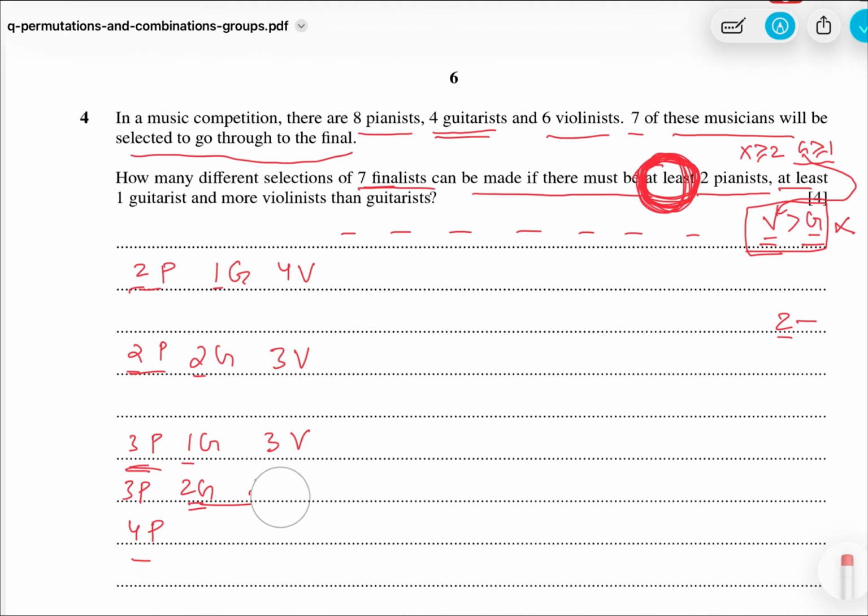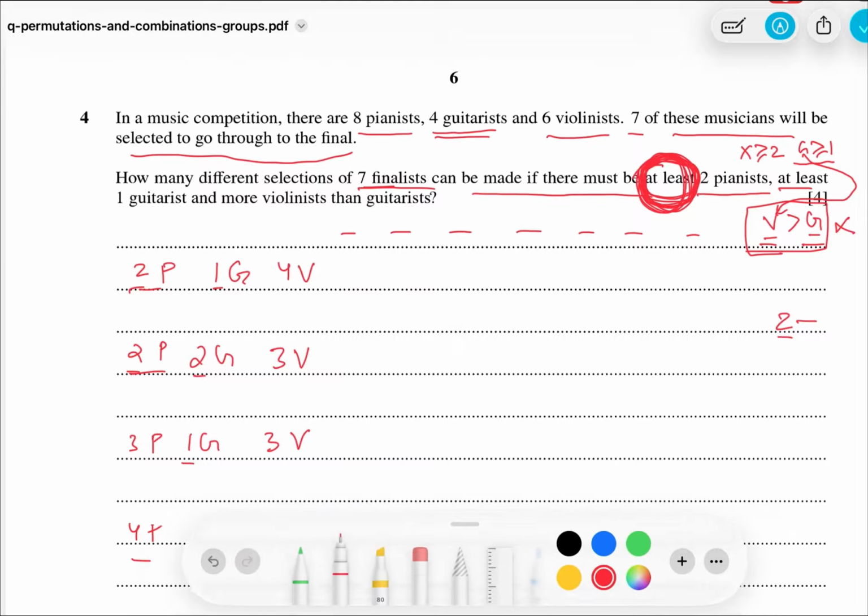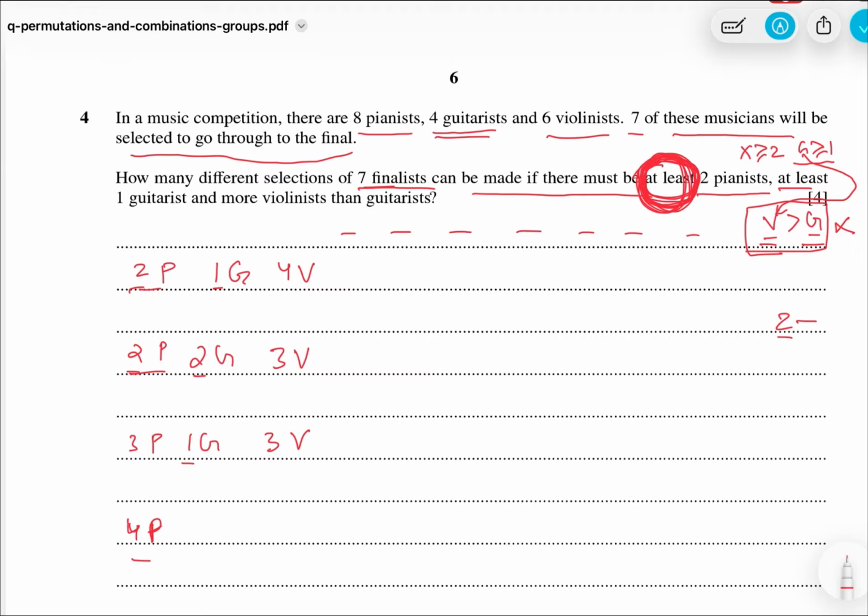Are you thinking with me, learners, or not? Very good. Are you thinking like a mathematician? Okay. So now four pianists, one guitarist. Four plus one is five, so two violinists. Any other cases that you can interpret? No, sir, they are not there.